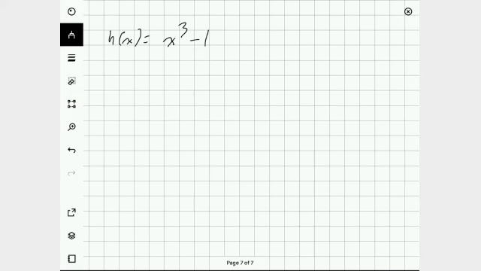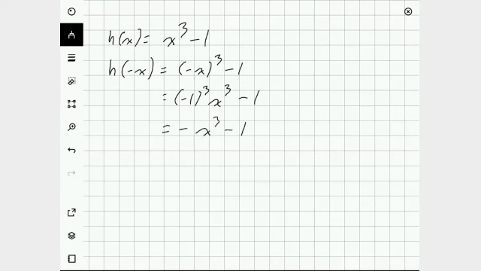One more, h of x is x cubed minus 1. If I try to evaluate h at the opposite of x, I'll get the opposite of x cubed minus 1, which is negative 1 cubed times x cubed minus 1. Negative 1 cubed is negative 1, so we have the opposite of x cubed minus 1. We have the same terms.